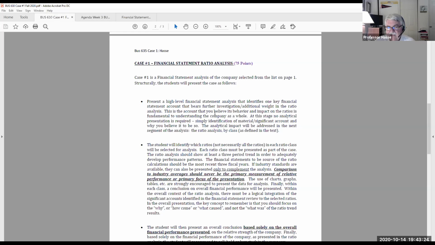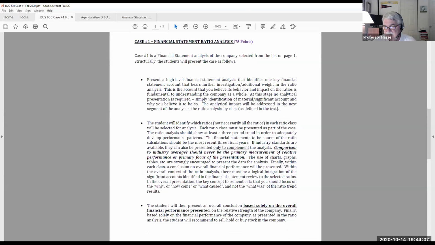ratio analysis. You don't have to do the analysis, just tell me something in those financial statements that piqued your interest. Could have been a cash flow amount, like we looked at earlier. Could have been they've lost money, their debt position changed, something that stood out by looking at their financial statements. Balance sheet, income statement, cash flow statement, something that you noticed. You don't have to do the analysis, just something. See, it says at this stage, no analytical presentation is required. Simply identification of the material and the significant account and why you believe it's so.